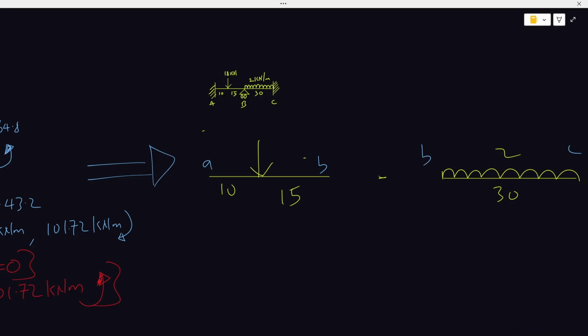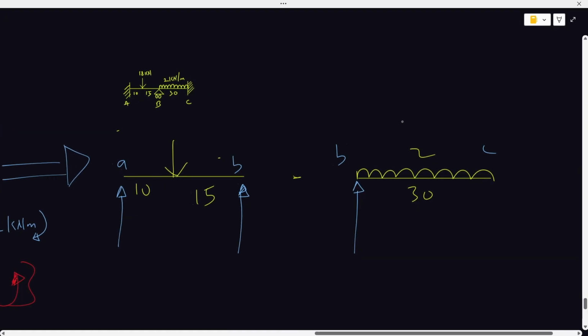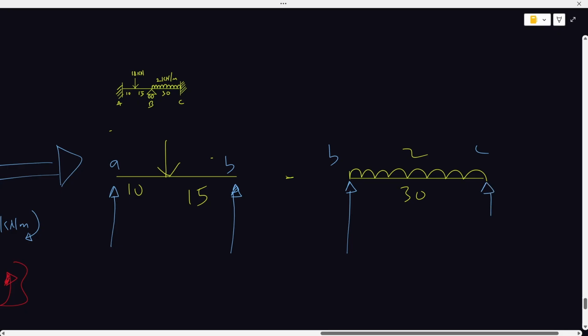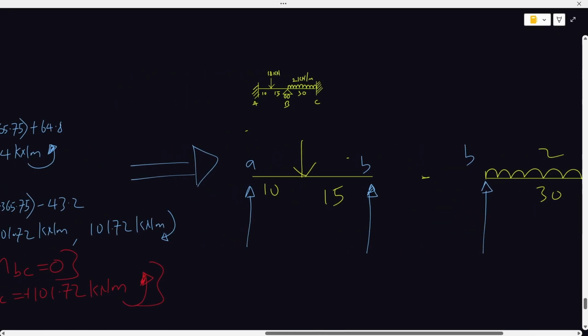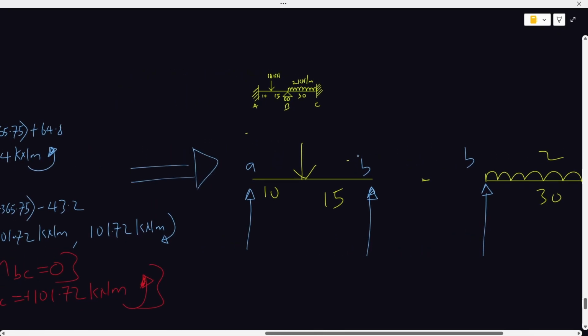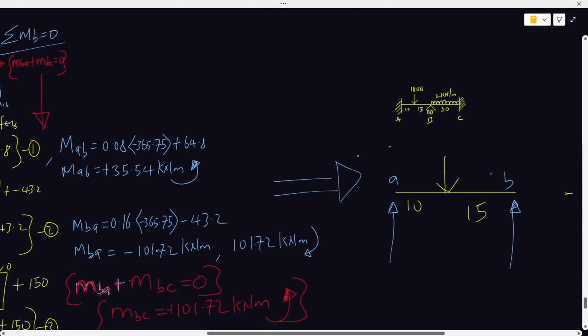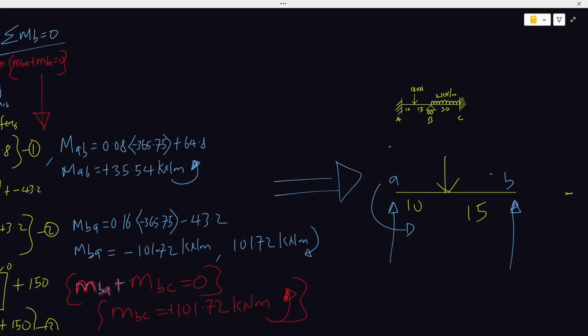So it means that of course I'll be having my reactions, member end shears, which I will use to get my reactions, especially for B. But now the most important thing is that now that we've gotten our moment, this is the next step where we just apply our moment.